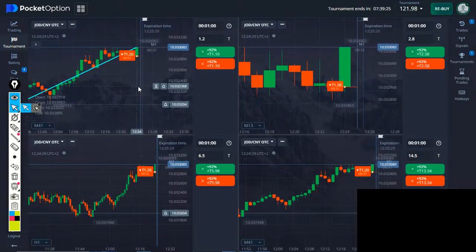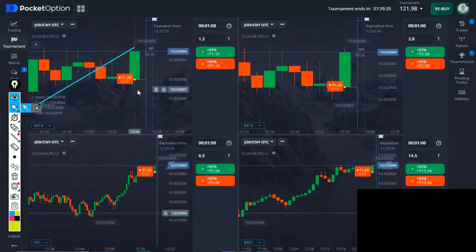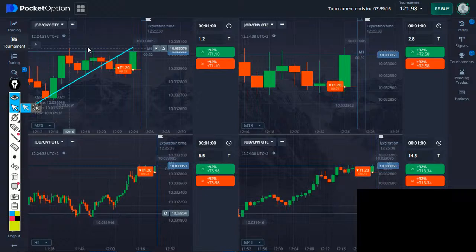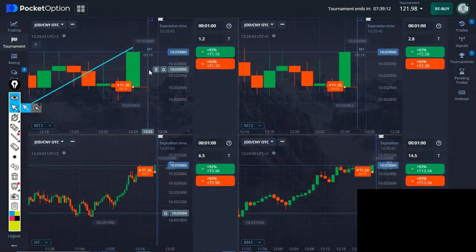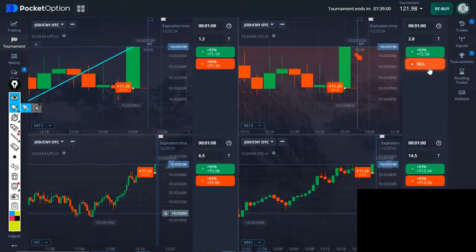That's a massive one, very massive. Let's see if it's gonna reject. This is a very powerful rejection point. That's it, it's rejected. Rejection ongoing. I'll go for a sell on the second trade.